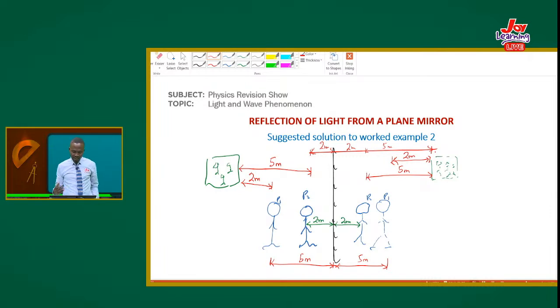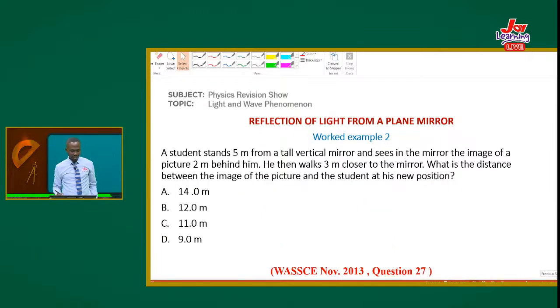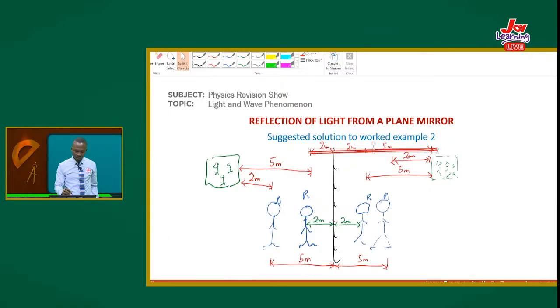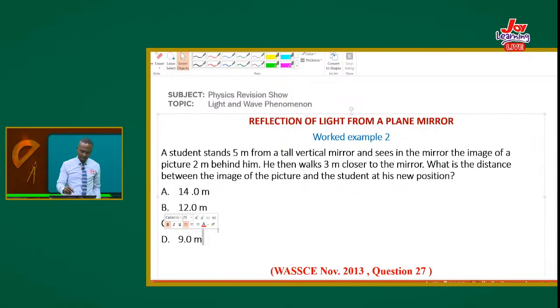You should be able to get the answer by now. So let's go to the possible answers. It says 14.0 meters, 12.0 meters, 11.0 meters, 9.0 meters. If I calculate, I'm going to get 2 plus 2, which is 4, plus 5, which gives me 9. So our answer will be 9 meters.